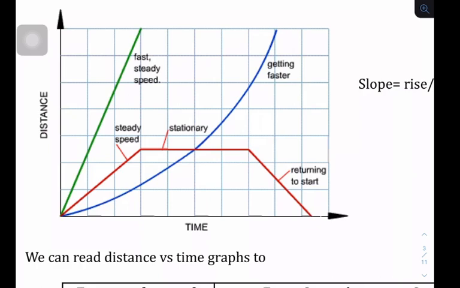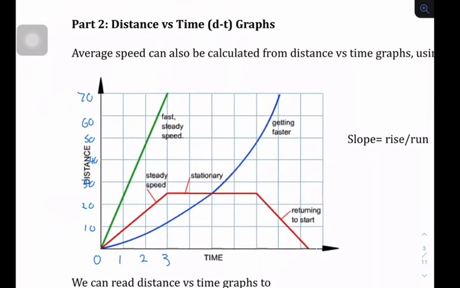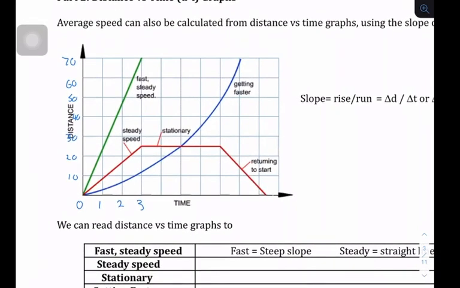We can use a distance versus time graph to calculate the speed of an object. If I wrote in some times here, this can be 3 seconds, and this can go up by increments of 10. As most of us have done, or I'm hoping are doing in math right now, work with slope. If we calculate the slope of any line, we can calculate the average speed of an object.